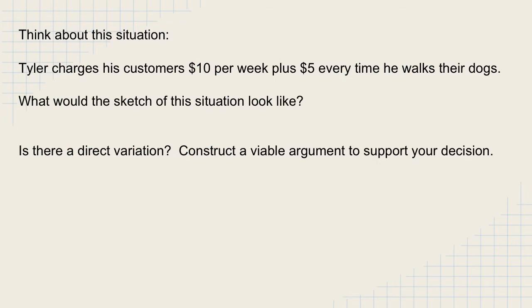All right, last problem for today. I want you to think about this situation. Tyler charges his customers $10 per week plus $5 every time he walks their dogs. What would the sketch of the situation look like? Is there a direct variation? Construct a viable argument to support your decision. I want you to make your sketch in your interactive math notebook, decide if you think there's going to be a direct variation and make your argument. And when you're ready, I want you to come back and check to see what I thought.